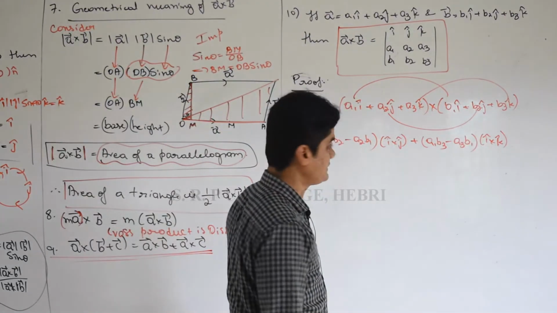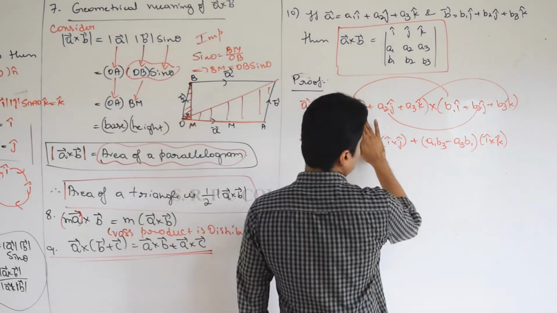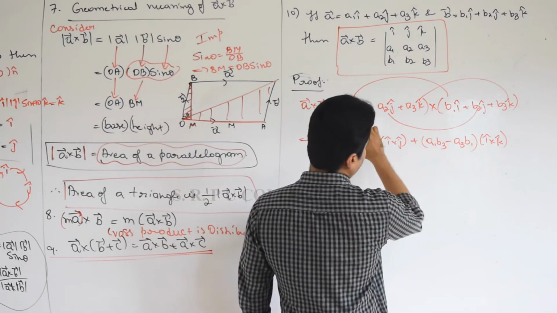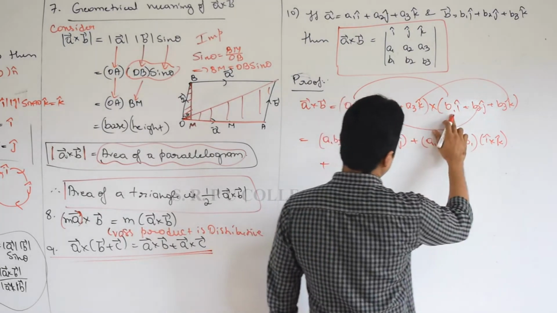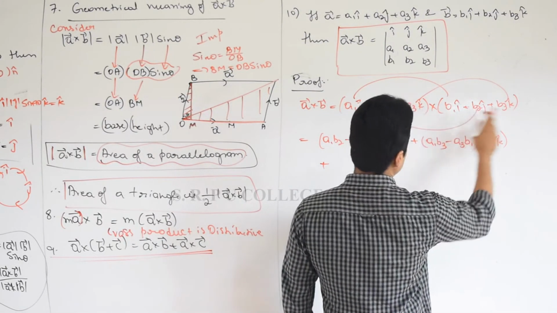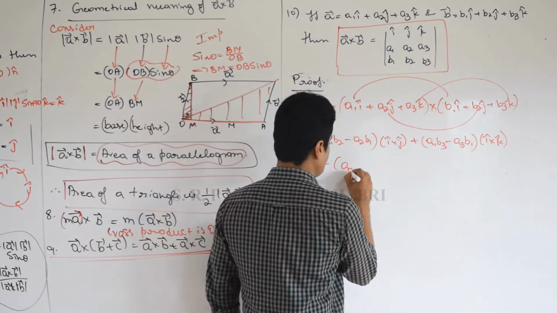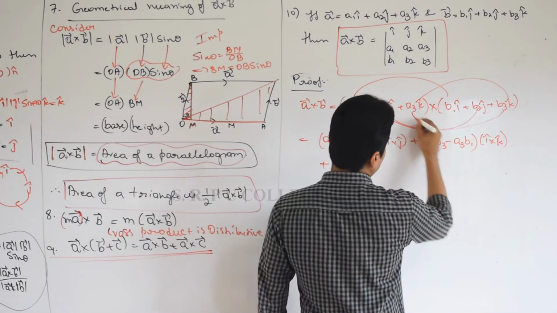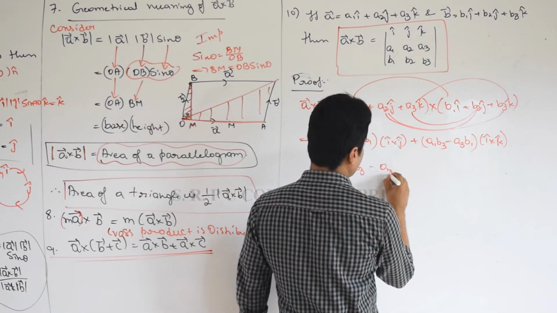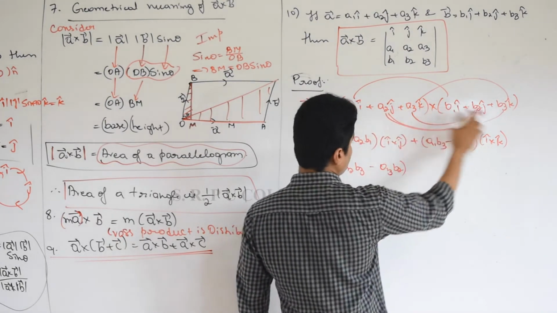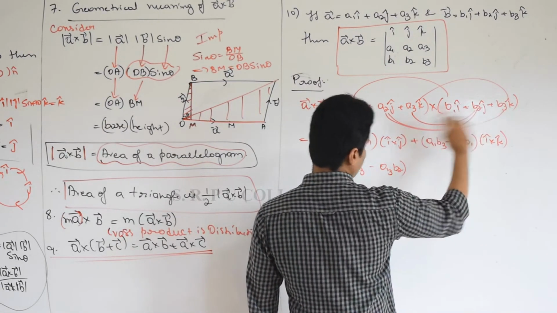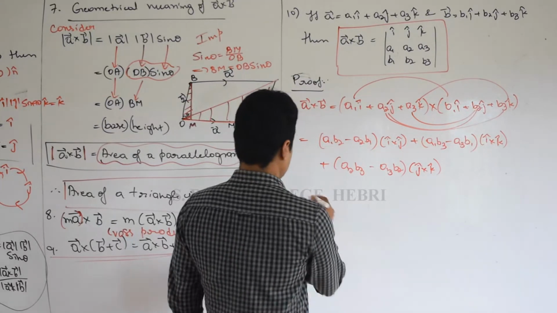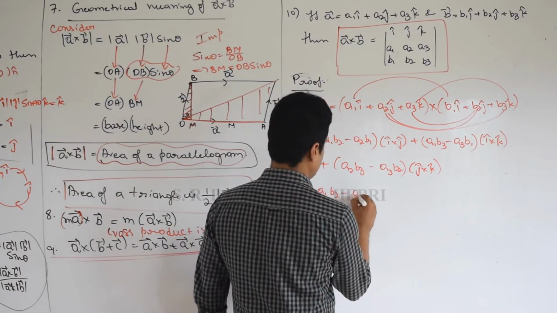Correct? Is it understood? Plus next, a2 b1 is done. Next, all three products of a1 are done. a2 b1 is over, a2 b2 is already 0, then a2 b3 minus a3 b2. Observe carefully here: a2 b3 goes with j cross k, a3 b2 goes with k cross j, which means I will write minus of j cross k because of the anti-commutative property. Correct? So now this is equal to a1 b2 minus a2 b1.